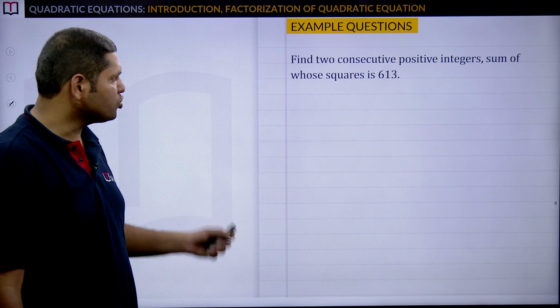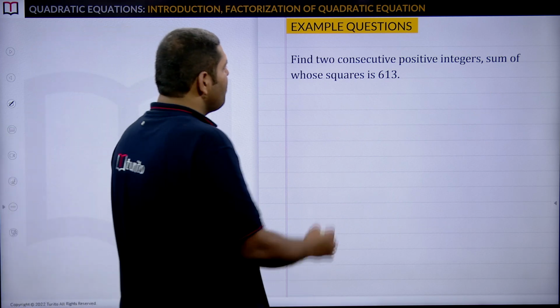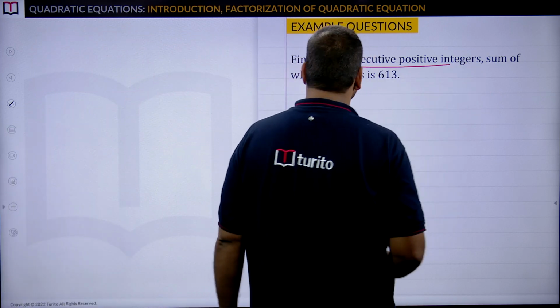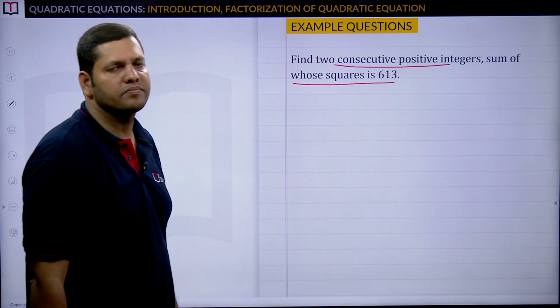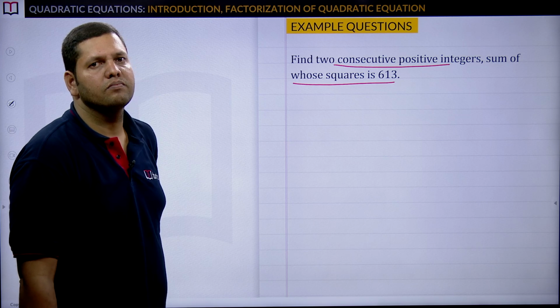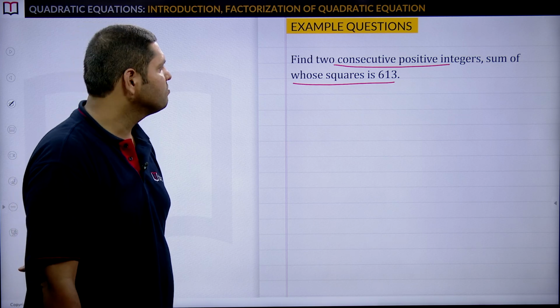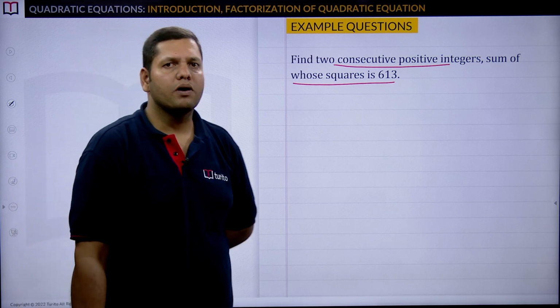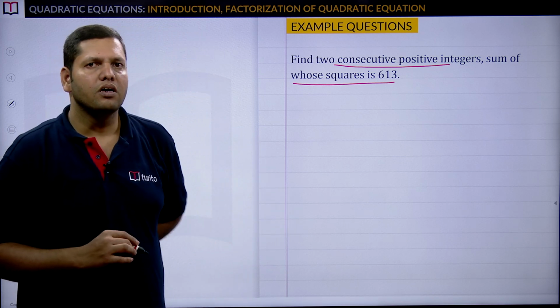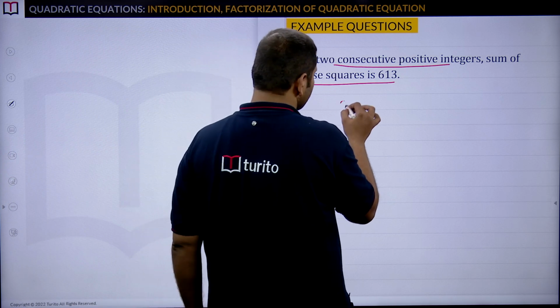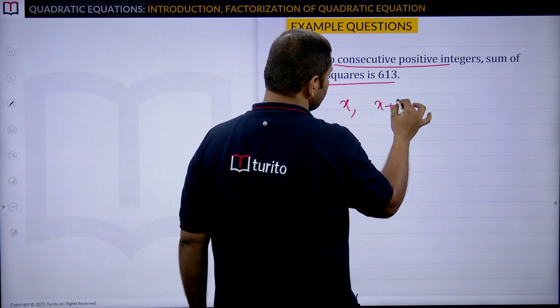Now, children, let us see another question here. Find the two consecutive positive integers whose sum of the squares is equal to 613. I am taking one number as x. So what is the other number, children? It is x plus 1.